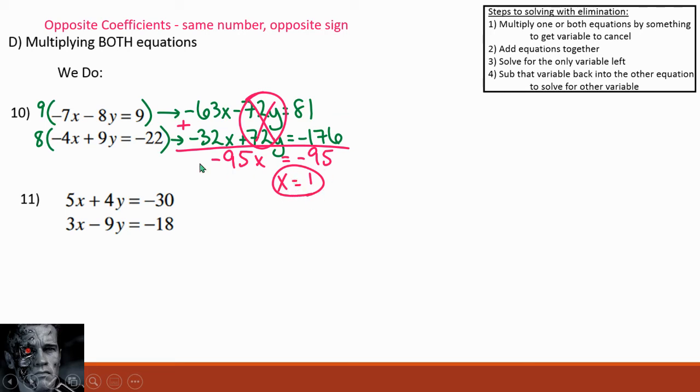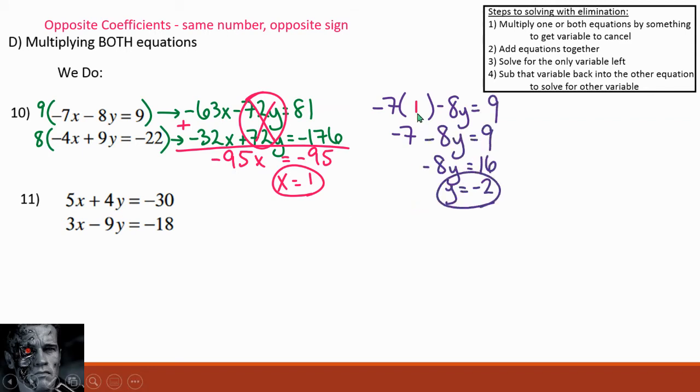I'm going to take that value and plug it back into one of the original equations. So I'm using the top equation. So the top equation, plug in 1. Again, multiply, and then start solving for y. So we get y equals negative 2. So x equals 1, y equals negative 2, 1 comma negative 2.